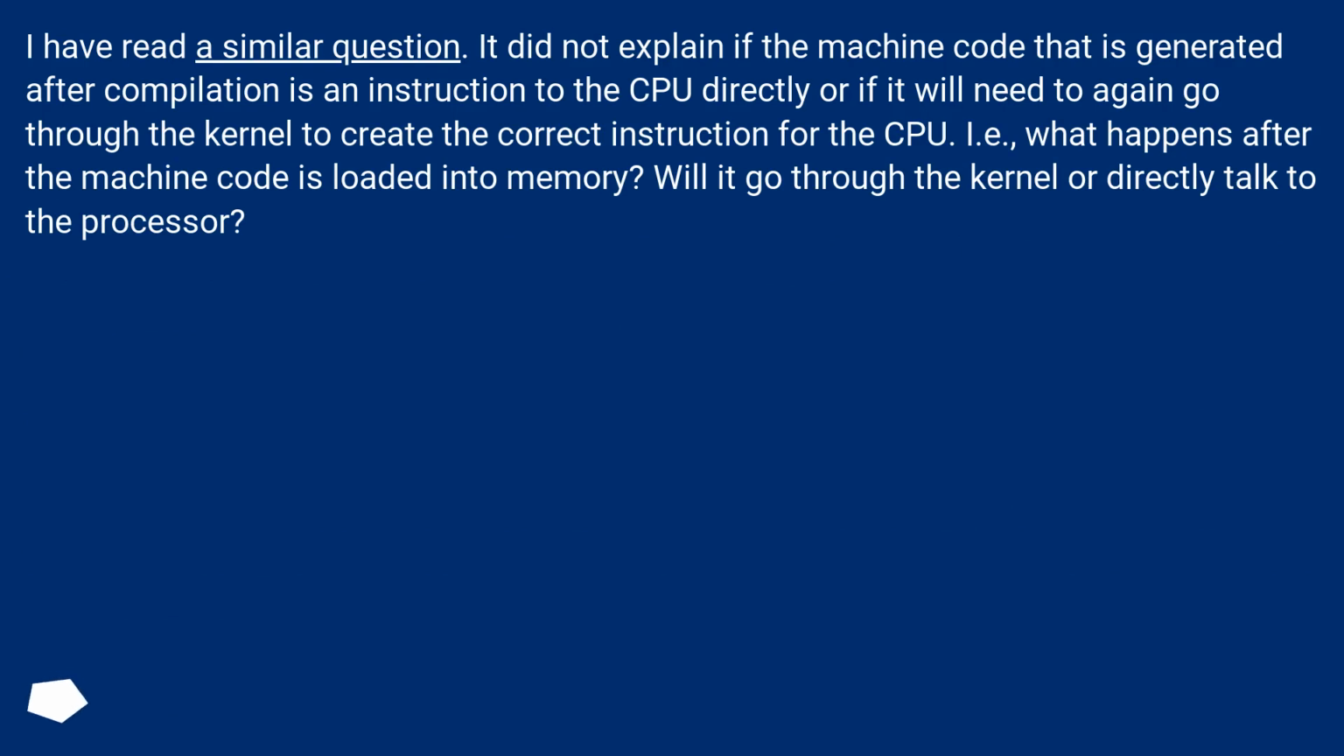I have read a similar question. It did not explain if the machine code that is generated after compilation is an instruction to the CPU directly or if it will need to again go through the kernel to create the correct instruction for the CPU. i.e., what happens after the machine code is loaded into memory? Will it go through the kernel or directly talk to the processor?